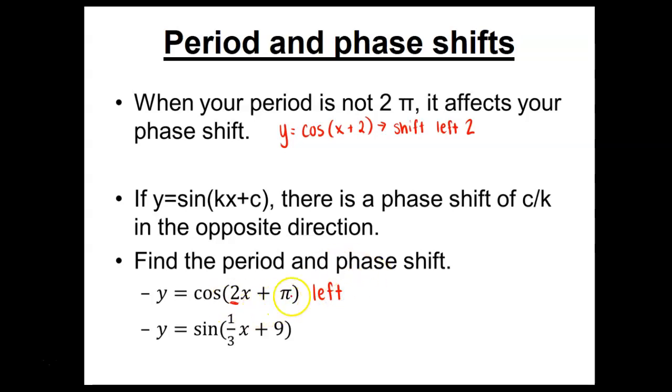Sorry. And we're going to take c, which is this number, pi, but we have to divide it by the number in front of our x, over 2. So left pi over 2. Essentially what you're doing here, you don't really have to know this, but you're factoring out a 2, which would leave you with 2 times x plus pi over 2. So it is shifted to the left pi over 2. You don't really have to think of it that way. You could just do this number divided by this number.